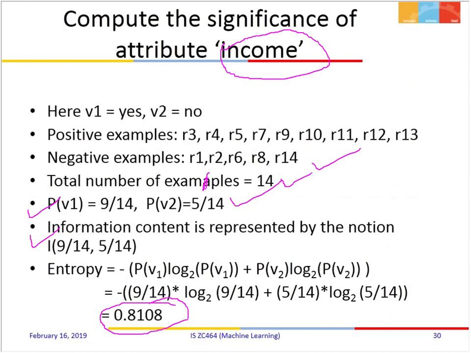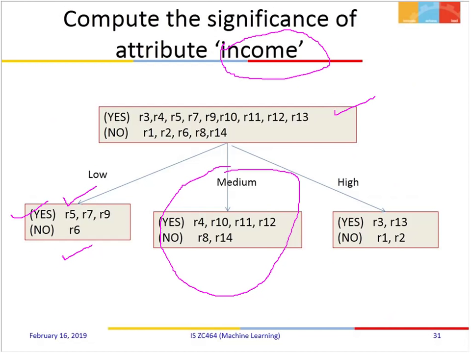So let us come back to this slide and see. R4, 10, 11 and 12 are giving us the positive class, and R8 and R14 are giving us the negative output class. Output class is whether the person will buy a computer or not.